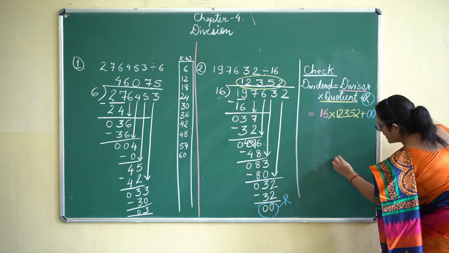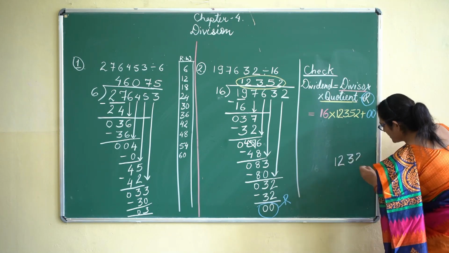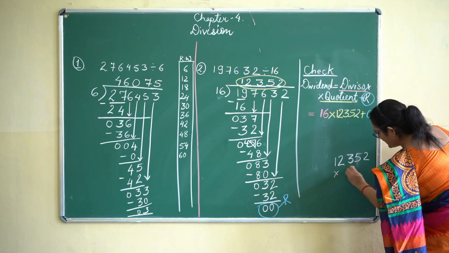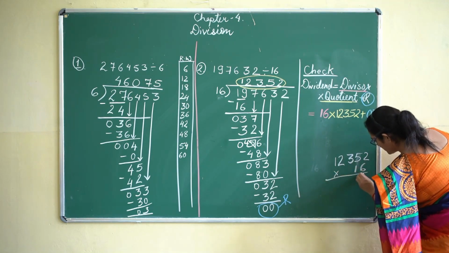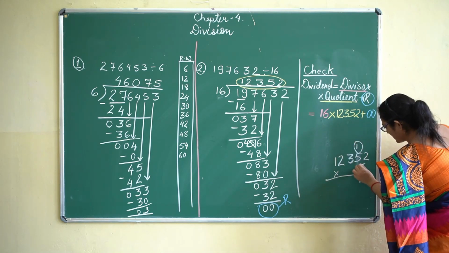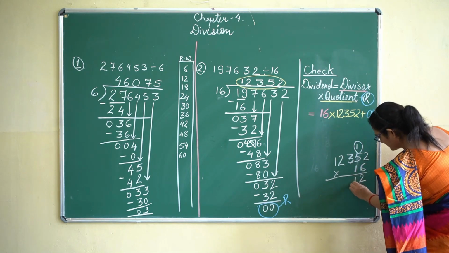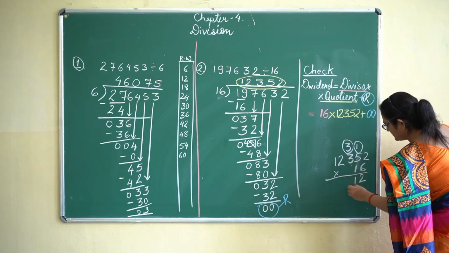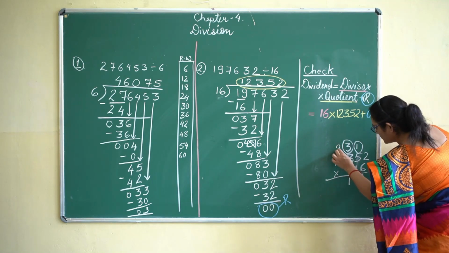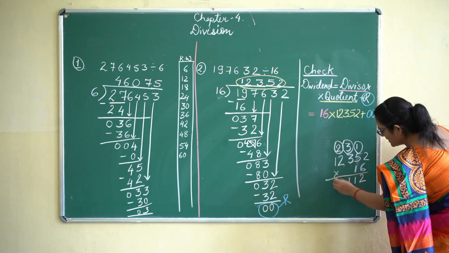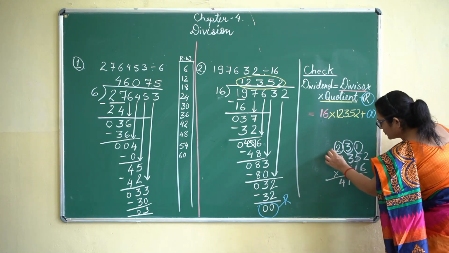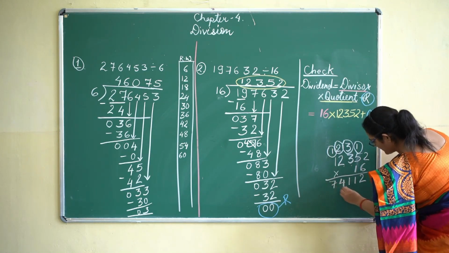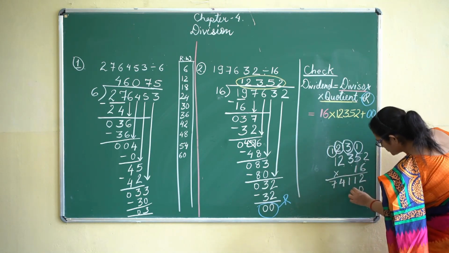So how will we multiply? 1, 2, 3, 5, 2 multiplied by 16. 6 twos are 12, carry over 1. 6 fives are 30, 30 plus 1 is 31, carry over 3. 6 threes are 18, 18 plus 3 is 21, carry over 2. 6 twos are 12, 12 plus 2 is 14, carry over 1. 6 ones are 6 plus 1 is 7. Now we'll put 0.